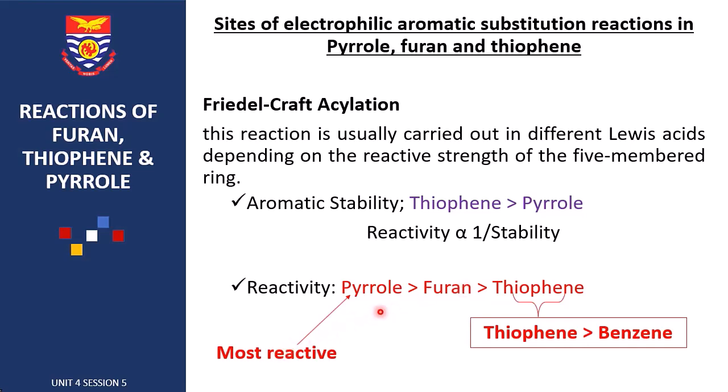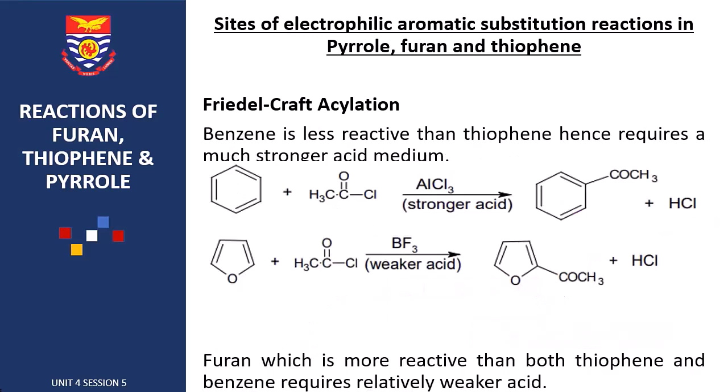So the trending reactivity is pyrrole, followed by furan, and then finally thiophene. So the reactivity has a key role in the kind of Lewis acid that is being used in the Friedel-Crafts acylation. And because benzene is the least reactive among these groups, if you consider benzene together with furan, pyrrole and thiophene, then benzene is the least reactive and therefore needs a strong acidic medium to undergo the Friedel-Crafts acylation, right?